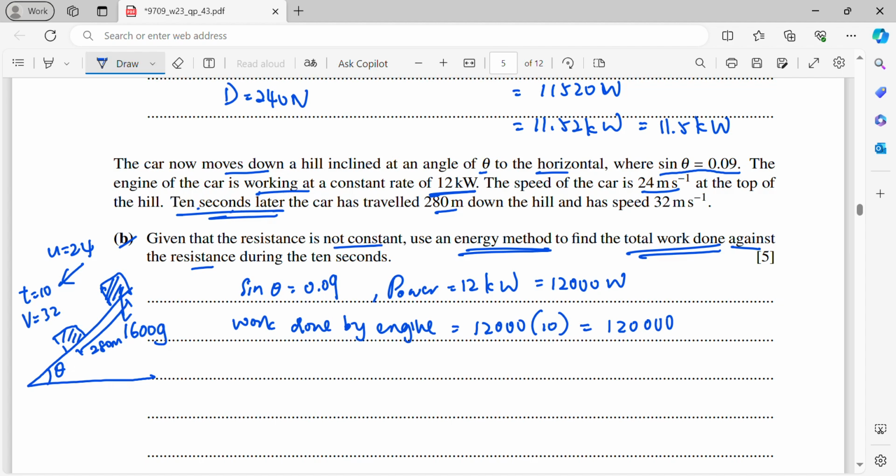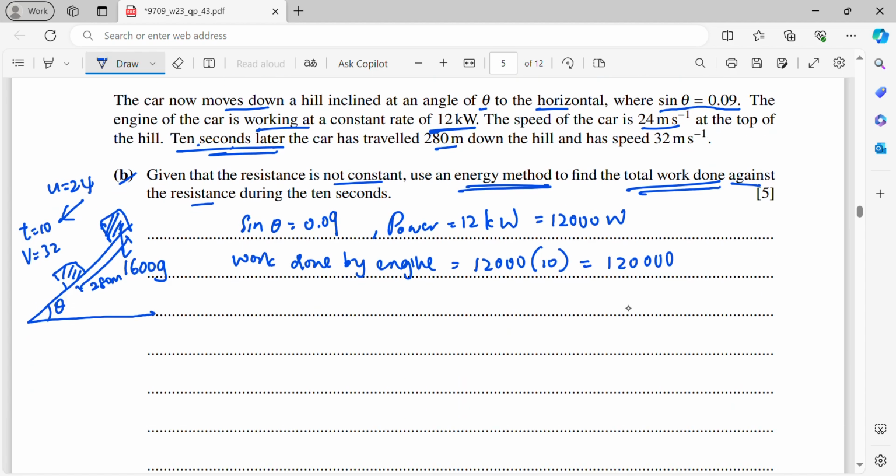Then according to the energy method, total work done equals increase in mechanical energy. So the total work done is basically the work done by the engine, or the work done to speed up the body. That means it's the 120,000 minus work done against resistance.